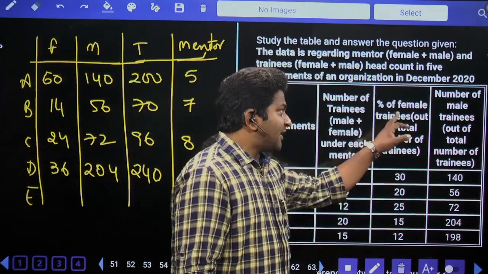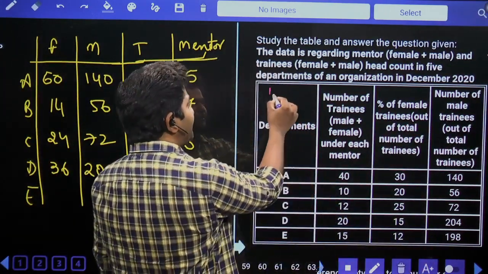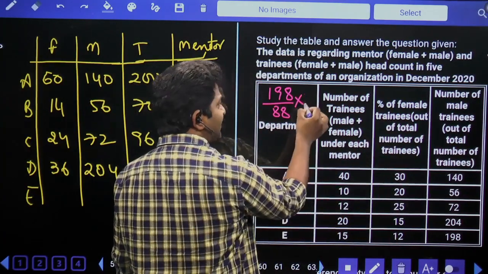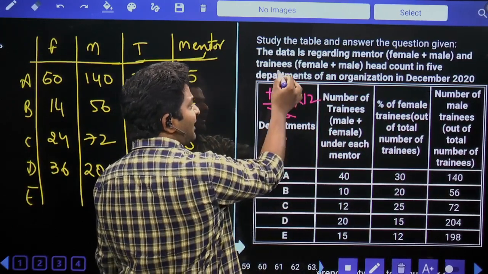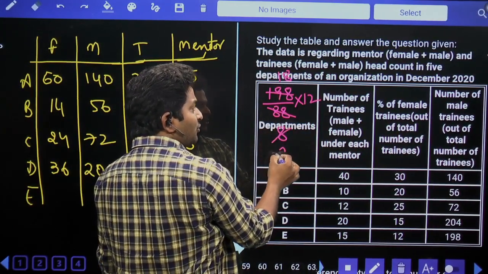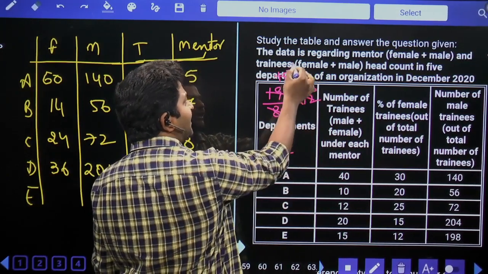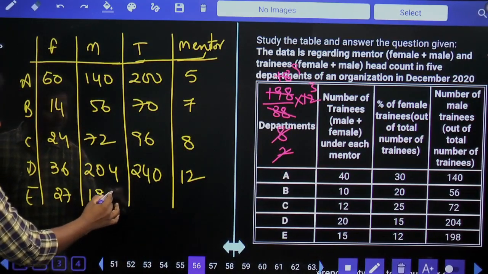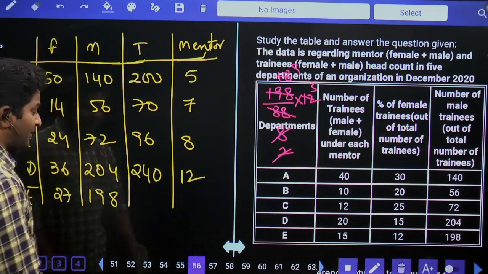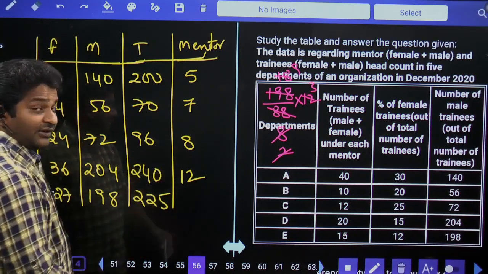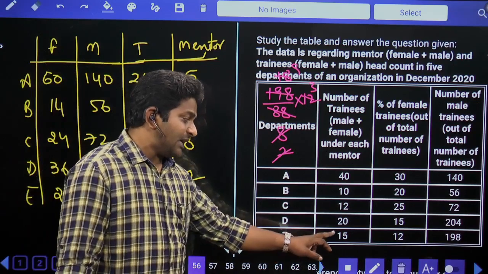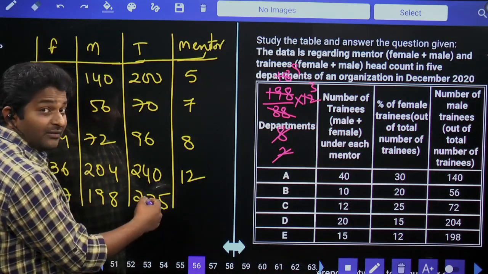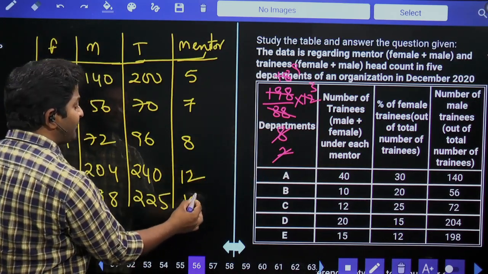Now 12% are female, 88% are male. 1% is 198 divided by 88, and female are 12% into 12. 11 8 times, 11 18 times. 4 2 times, 4 3 times, 2 9 times. 9 3 is 27. So female are 27 and male are 198. Total we have 225 trainees. And in department E, each mentor will have 15 trainees. So for 225 trainees, we need 15 mentors.